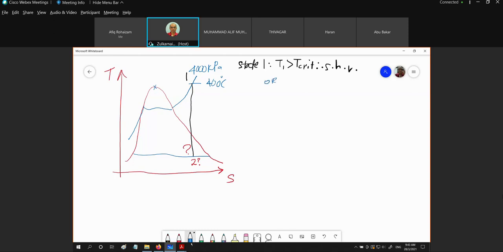Or we could also use the T sat. T1 is greater than the T sat at 4,000 kPa. Therefore, superheated vapor. It's up to you which one you want to use: T1 greater than T crit or T1 greater than T sat. But point two is a big question mark. So I want to show you how we determine state two.